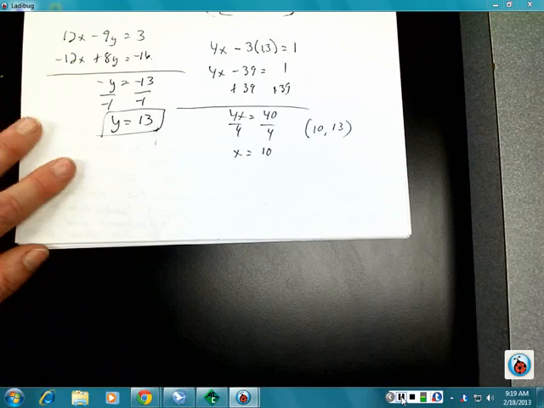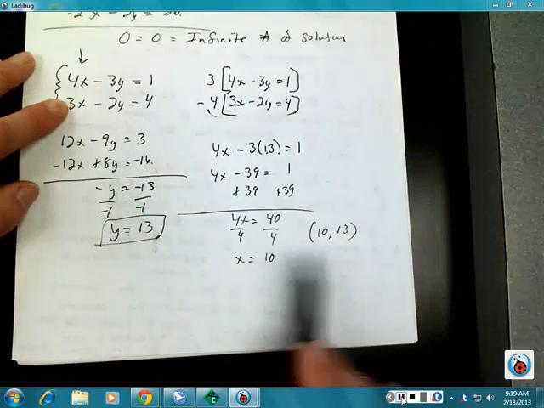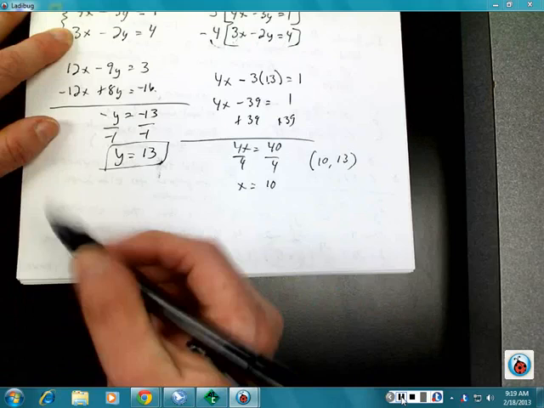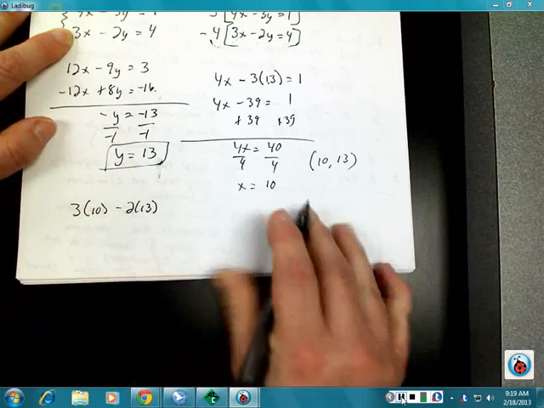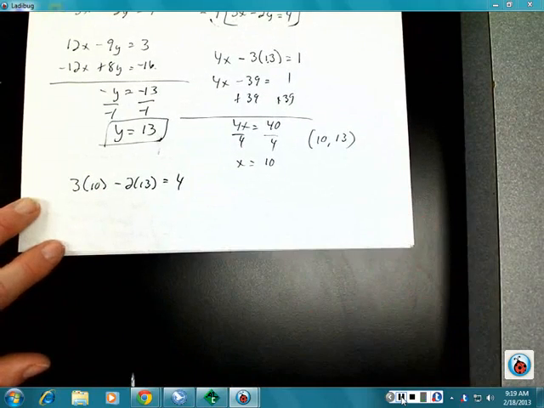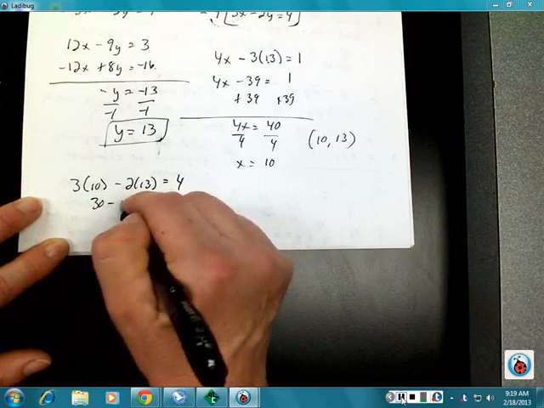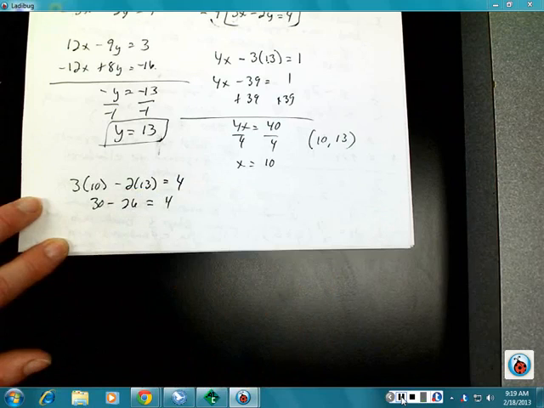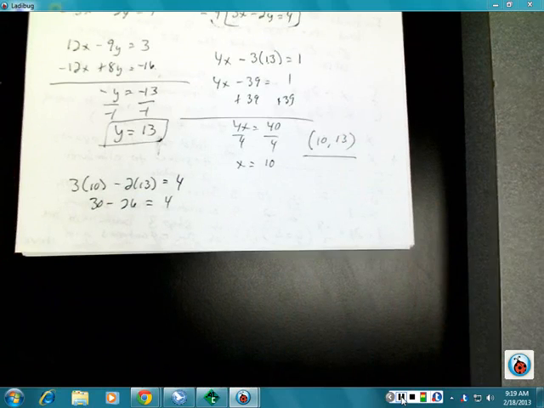And if I plug it back in, does it work? So I'm going to take the one I didn't work with, plug my two answers into it. So 3 times 10 minus 2 times 13 had better equal 4. Does it? 3 times 10 is 30. 2 times 13 is 26. And 30 minus 26 does equal 4. So the nice thing about all of these is you know if you've got the right answer. You will automatically know. Okay?